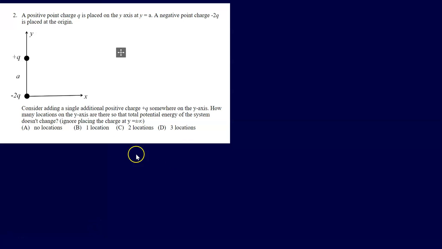All right, so we had some questions on number 2, which I definitely think is a tricky one. It's a conceptual one, which I think are always the harder ones. And so in this problem here, we've got two charges, a positive Q and a negative 2Q. And we want to find out, is it possible for us to add another positive Q somewhere on the y-axis such that we don't change the total potential energy of the system?